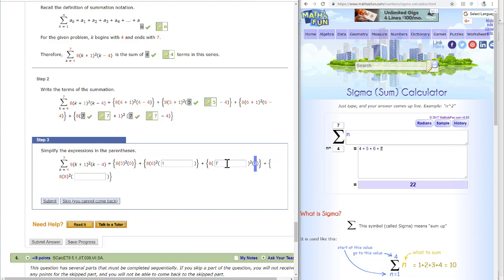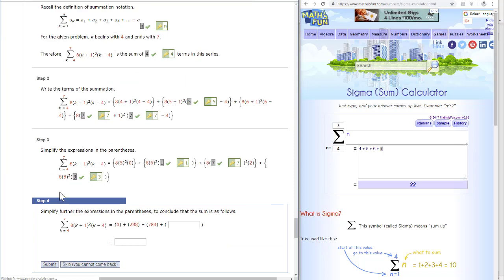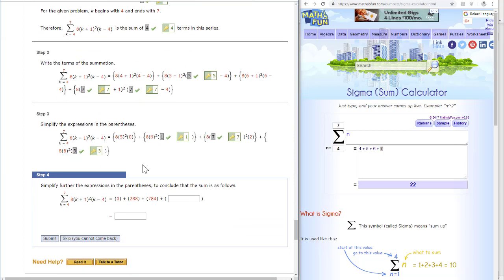This is k is equal to 6. 6 minus 4 is equal to 2. And then when k is equal to 7, we have 7 plus 1. This is the 7 plus 1 here. That's equal to 8. And then we have 7 minus 4. This is equal to 3. So we just have to be meticulous about our values that we are given and we're trying to put in.